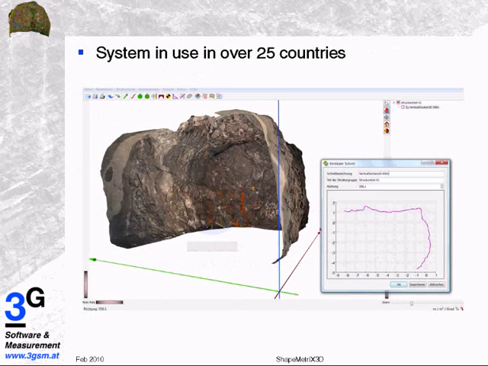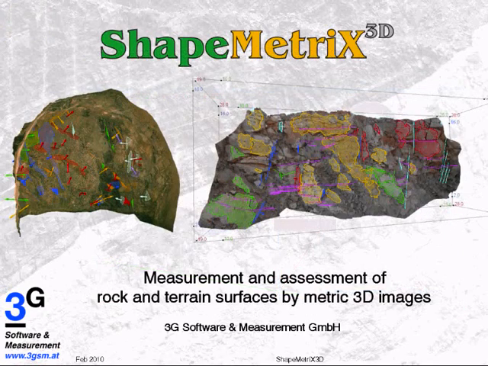The system is now in use in over 25 countries worldwide, not only underground but also on surface. This is a quick overview on the ShapeMetrix.